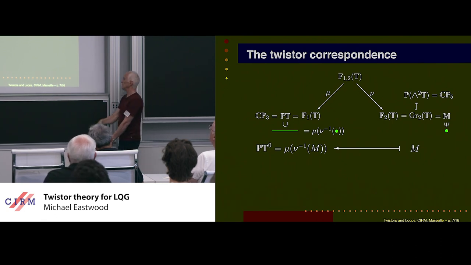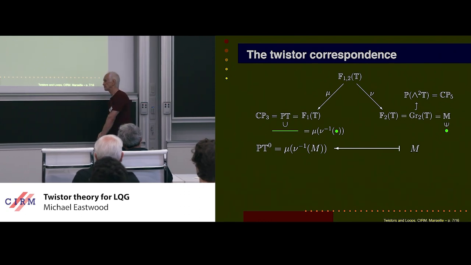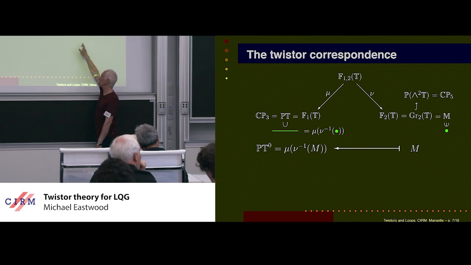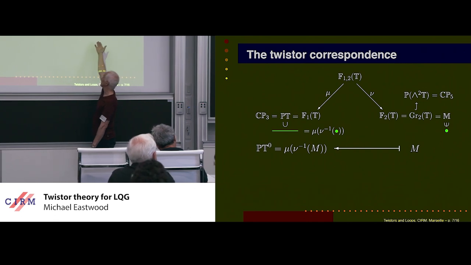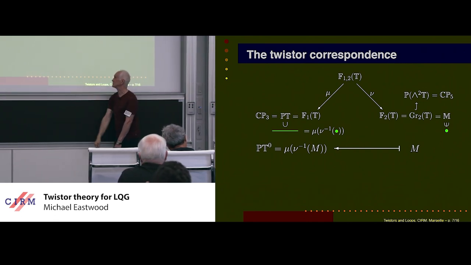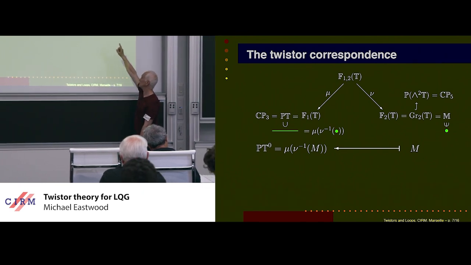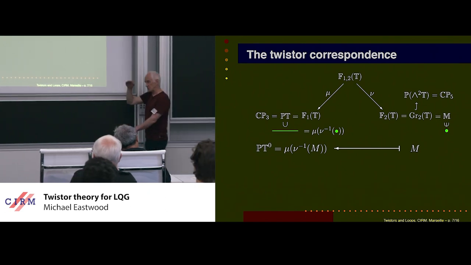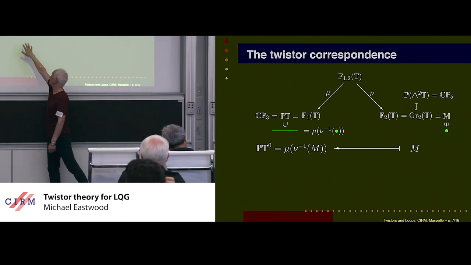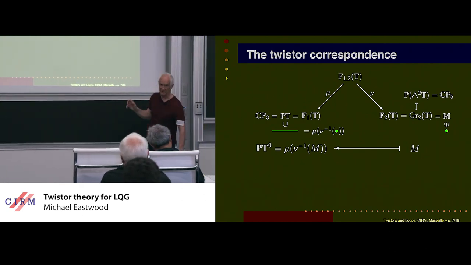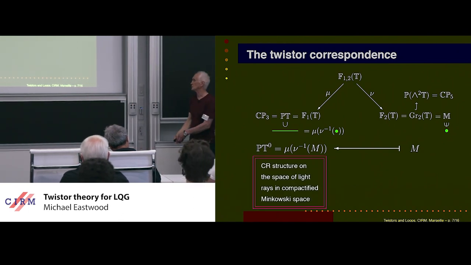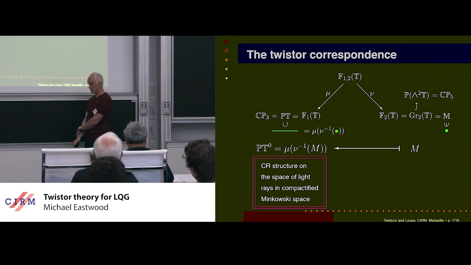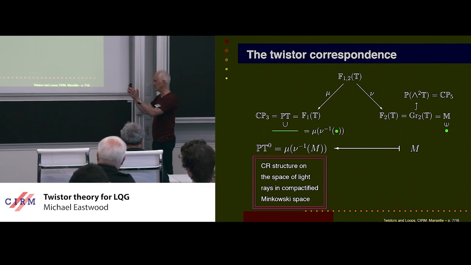So in particular, one thing which I would now like to emphasize is if you start with this real Minkowski space on the right-hand side, and you do this procedure to the entire thing. In other words, if you look at the region which is swept out in CP3 by the lines which correspond to points which happen to be in real Minkowski space rather than this complexified version, then you get this one closed orbit on the left-hand side, which in particular is a real hypersurface in something complex. So it has what's called a CR structure. So automatically you get a CR structure on the space of light rays in compactified Minkowski space. Okay, so something which just appears like this.